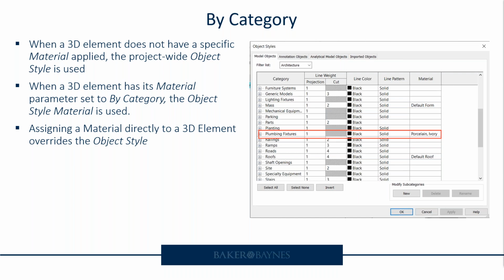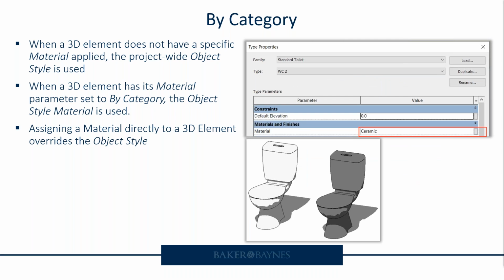Then lastly, assigning a material directly to a 3D element overrides the object style that has been set here. So just to show you, if you have a look at the type properties of an element, like this toilet, we can see there's a ceramic material assigned for it. So that will then, in other words, override the material that was set in the object styles. And this snip is just an example showing the difference between the two.